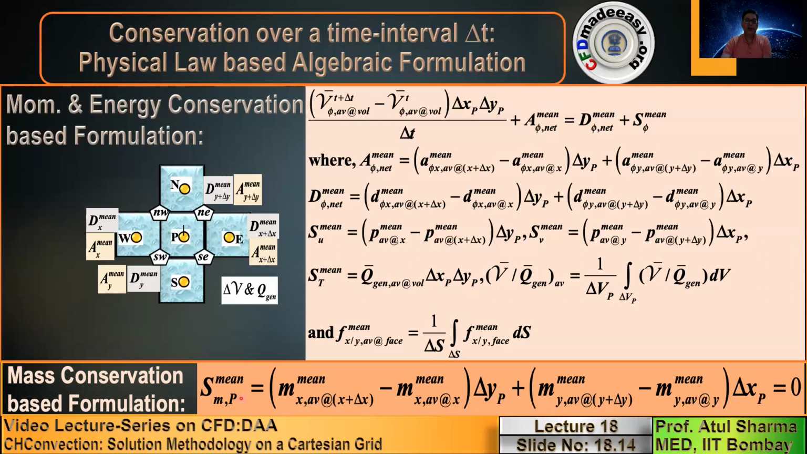The net mass leaving the surface of the control volume, that is, the mass flow rate leaving the surface, is given by the product of mass flux and surface area. This is at x plus delta x minus x, so this is from the x direction and this is from the y direction. The summation of these two should be equal to 0 for incompressible flow. So this is the algebraic formulation presented for momentum and energy conservation, and this is for mass conservation.